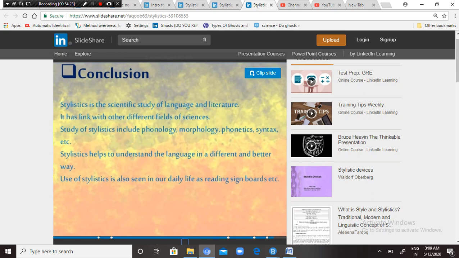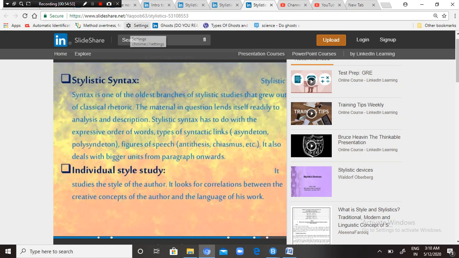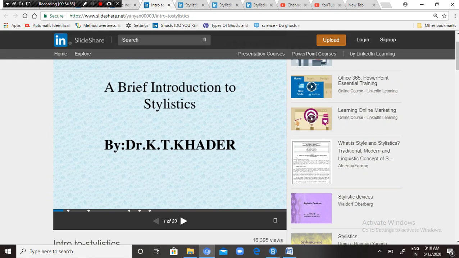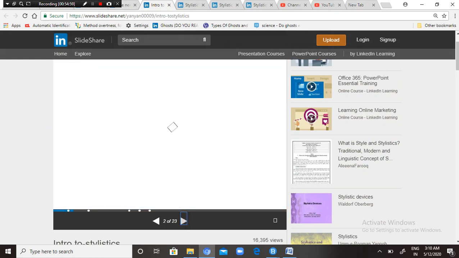Stylistics is a scientific study of language and literature. It has a link with different fields of science. Study of stylistics includes phonology, morphology, phonetics, syntax, etc. Stylistics helps us to understand language in a different, better way. Use of stylistics is also seen in our daily life, reading signboards, etc. So here is the conclusion of the branches of stylistics. And next, almost all the slides we discuss in this video.